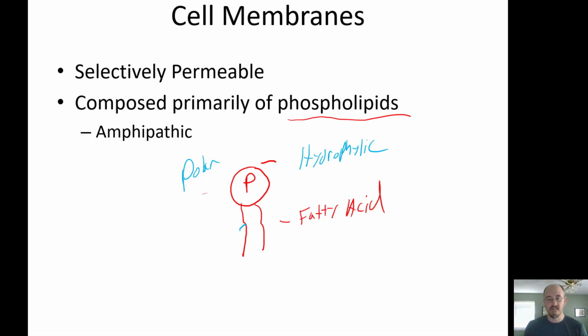Now these tails down here are made of fats, right? And these are nonpolar, which means they're hydrophobic. So these molecules have parts that can interact with water and parts that are repelled by water. And that's what amphipathic means, okay?